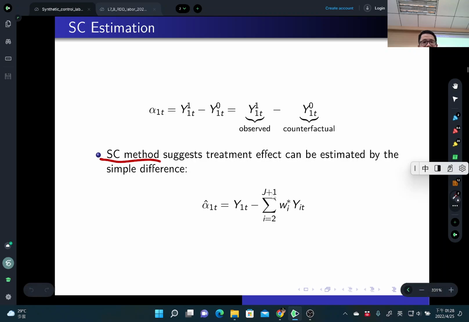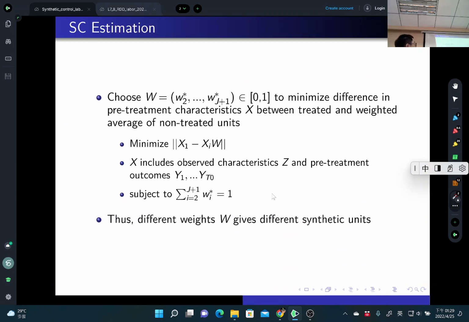So the synthetic control method suggests we can recover this Y0 using observed outcomes. We just use the weighted average of other non-treated units, which could be unit 2 to unit J plus 1. We choose some weights that give us a good match before the treatment happens. If we can find such weights, we can use this weighted average to construct a so-called synthetic control unit that can represent the potential outcome if the treated unit one did not receive the treatment, this counterfactual outcome.